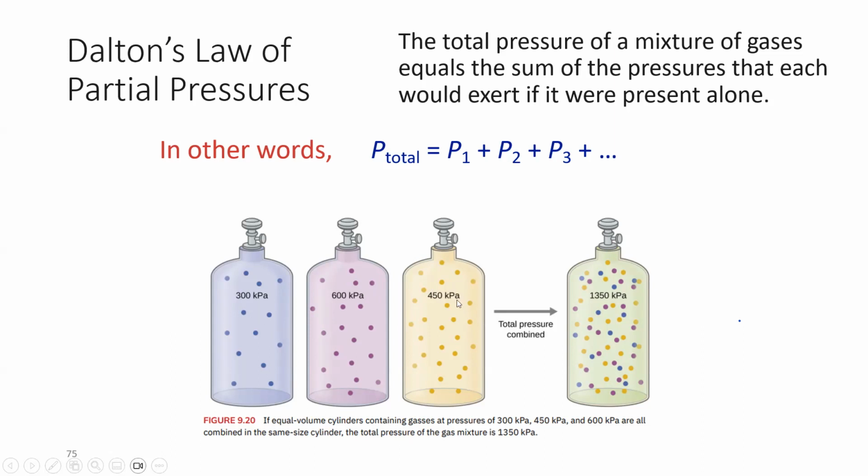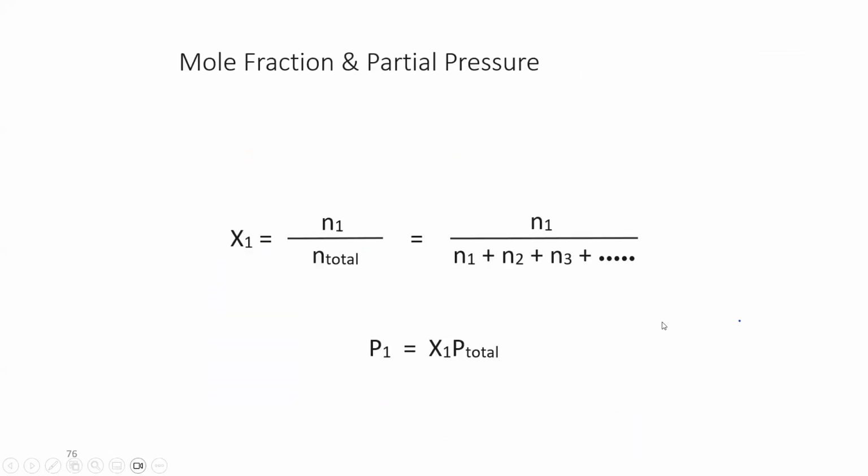So 600 and 450 gives us 1050. 1050 plus 300 gives us 1350. So that's what we can see here. So it's just looking at each of those individually to get the pressure of the total gas. And with it, we can also use mole fraction to help us figure this out.